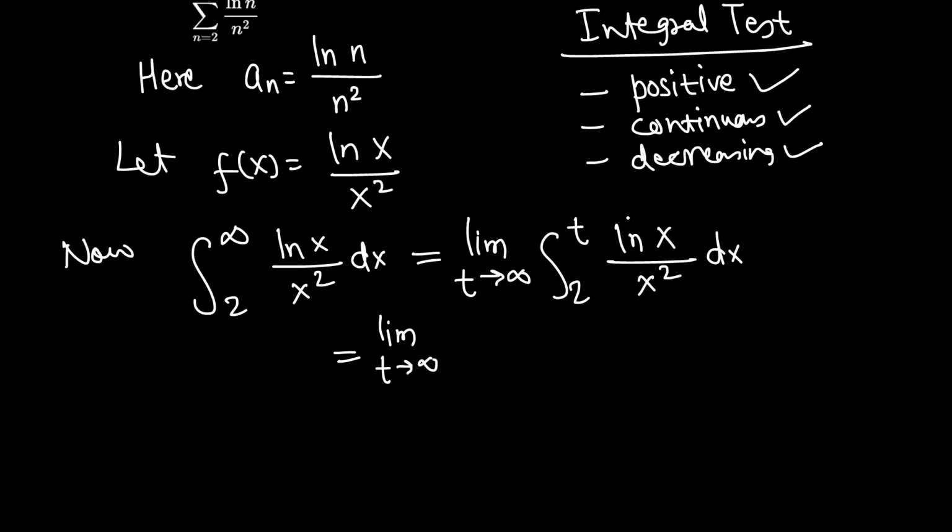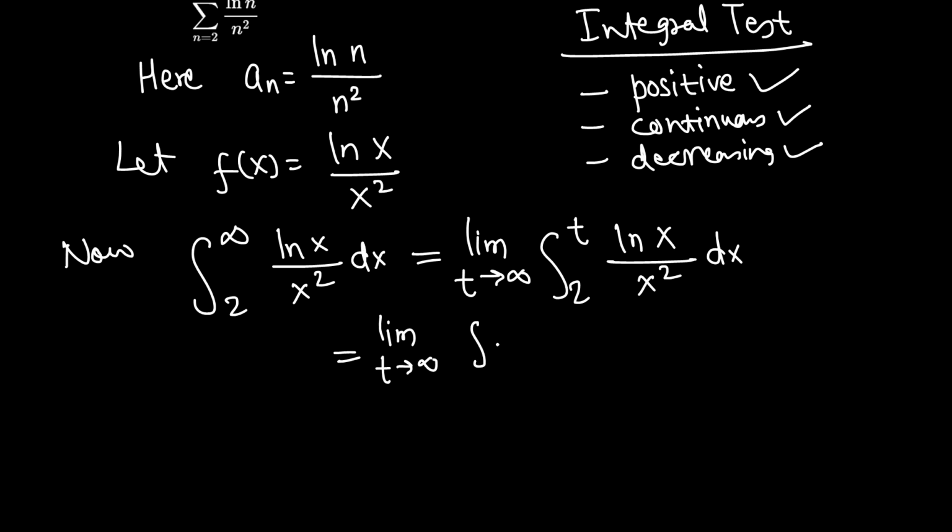Natural log of x, maybe use substitution. If we take natural log of x as u, then du is 1 over x dx. But we have 1 over x squared. So there will be one additional 1 over x. So we are in trouble. It might work, but it will be complicated.